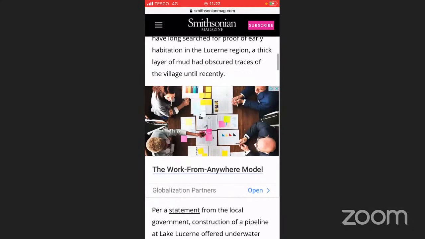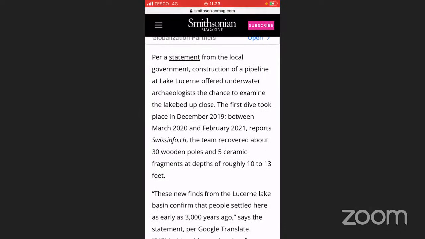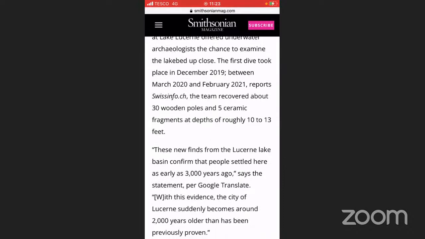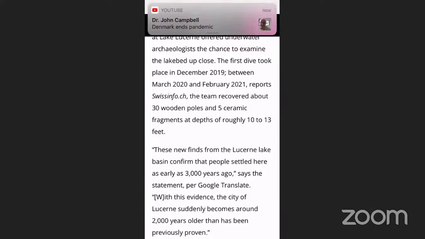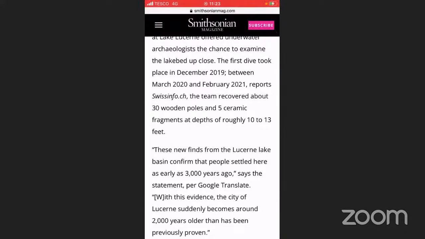Statement from the local government: construction of a pipeline at Lake Lucerne offered underwater archaeologists a chance to examine the lake bed up close. So the first dive, December 2019, in that pointless pandemic, and more results came back in February 2021. The team recovered about 30 wooden poles and 5 ceramic fragments at a depth, really interestingly enough, I haven't actually read this article, so let's just see where it's going to go with this. So these were 13 feet in depth in the lake, right? Is this going to be evidence of the water level rising in the lake, or did they actually live on the lake? What's it going to say?